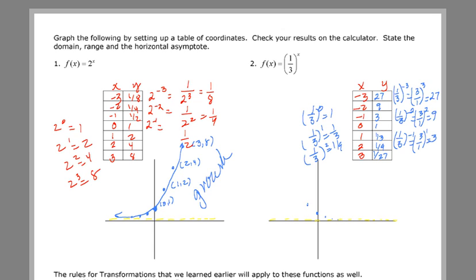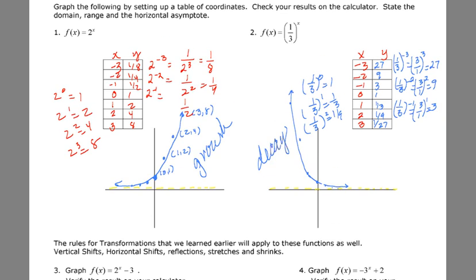Negative 1 goes up to 3. Negative 2 goes up to 9. And the other one goes way up here to 27. And when I connect the dots, I will see the exponential curve approaching the asymptote, but not crossing over it. And as I go left to right, since it's decreasing, this is the decay version of the exponential function. And we can plug those in our calculators and do some tracing and find those values as well.